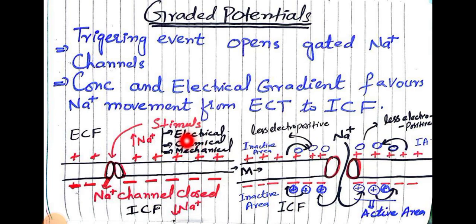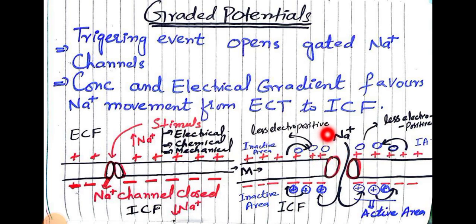Any one of these signals can open this gated channel. This is the closed sodium gated channel. Now this is the open sodium gated channel. Now we are not going to discuss what the triggering event is. We have discussed it can be one of the signals: an electrical signal, a chemical signal, or a mechanical signal that is going to open these sodium channels.